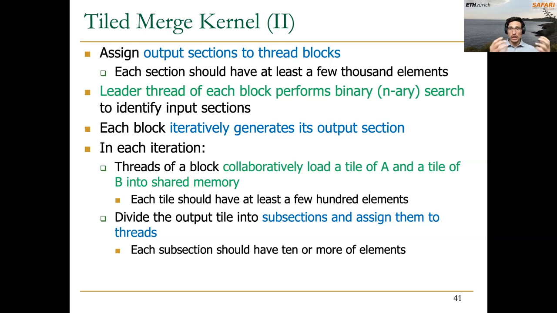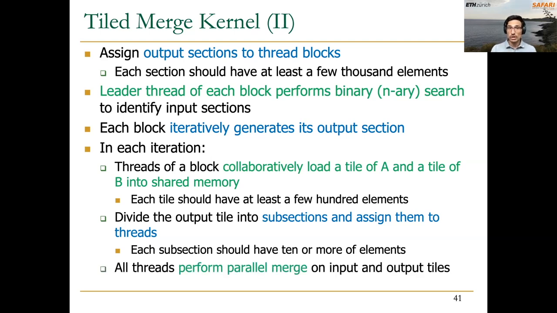We calculate and find the values in the output tiles using input tiles in shared memory from A and B. And inside each thread block, we also divide the tiles into the available threads so that each thread can perform a sequential merge. This way, all threads perform sequential merge operations in parallel using the elements of the input tiles.